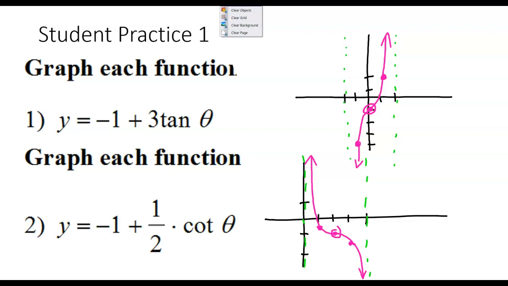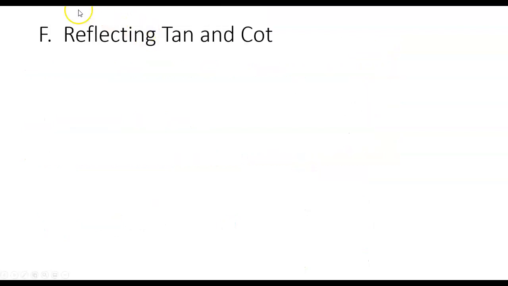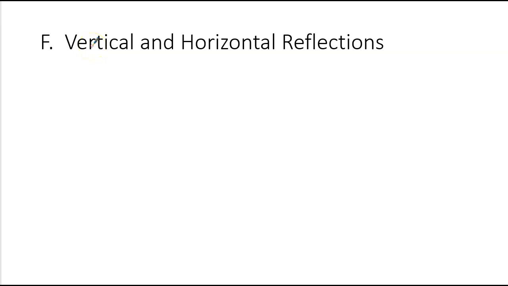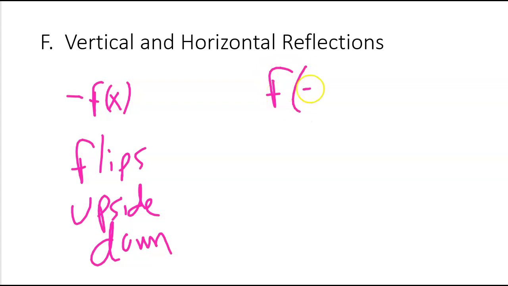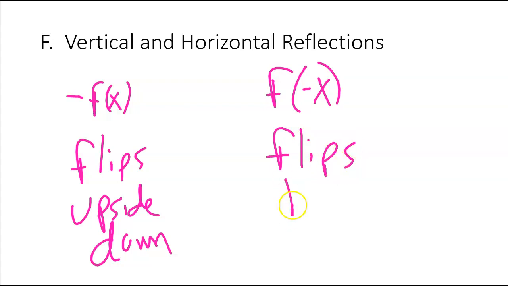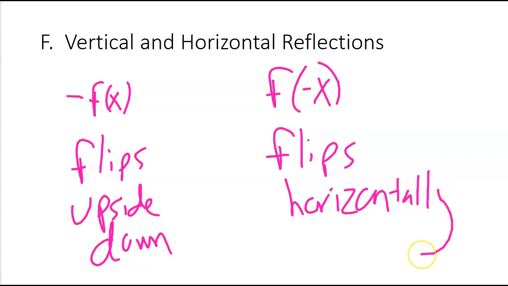All right. Let's go ahead and move on to our next section here. All right, guys, so we'll talk about horizontal and vertical reflections now and how they affect the graph. So first of all, anytime you have a function with a negative on the outside, it gets flipped upside down. And anytime you have a negative on the inside, it flips it horizontally. That's something we haven't looked at since last semester, but there it is.